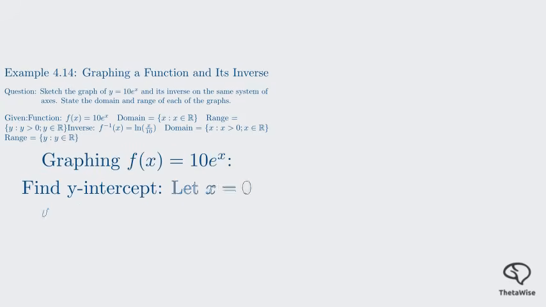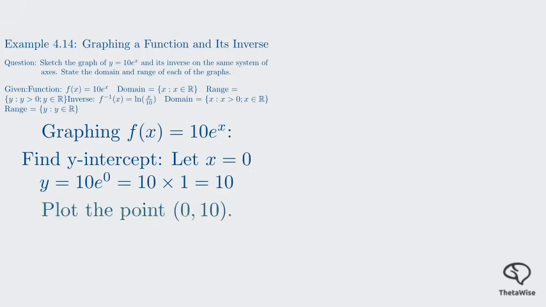For the function f of x equals 10e to the x, let's find the y-intercept. We do this by plugging in x equals 0. Since e to the 0 is 1, our y-intercept is 10. The graph passes through the point (0, 10). Since the base e is greater than 1 and the coefficient k is positive, the graph is an increasing curve that approaches the negative x-axis but never touches it. The negative x-axis is a horizontal asymptote.